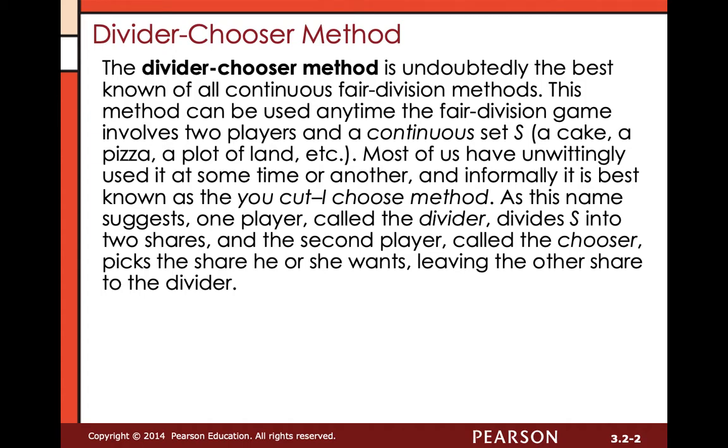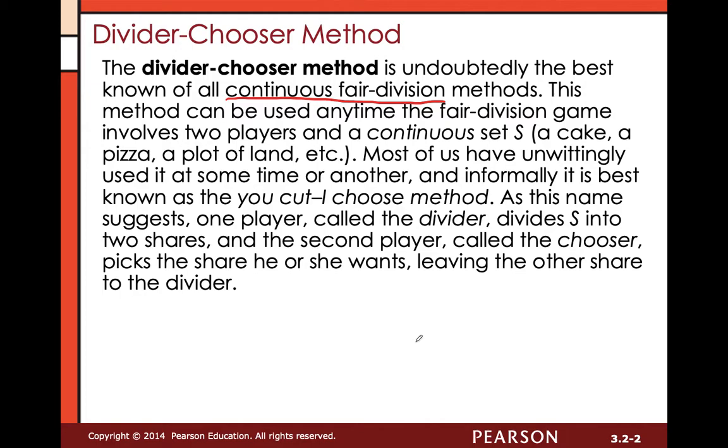The divider-chooser method is probably the best known of all of the continuous fair division methods. And again, when we talk about continuous, remember, any continuous fair division method was one where you could divide each asset up individually into different sized slices or pieces, as opposed to discrete, where you wouldn't be able to divide it up. So think about cutting a pizza or a cake or dividing up land when we think about continuous. This method can be used anytime the fair division game involves two players and a continuous set. So again, that's where I was mentioning a cake, a pizza, a plot of land, etc.